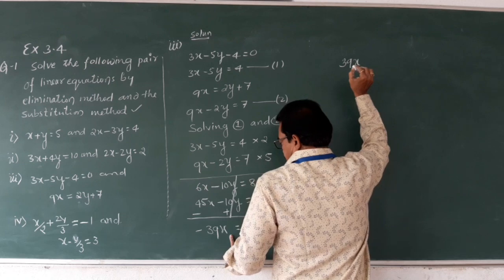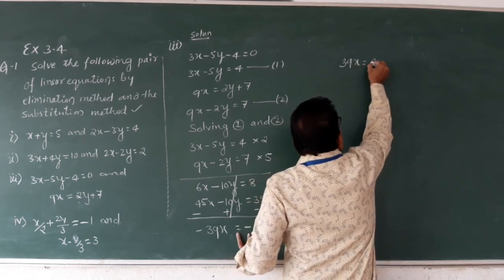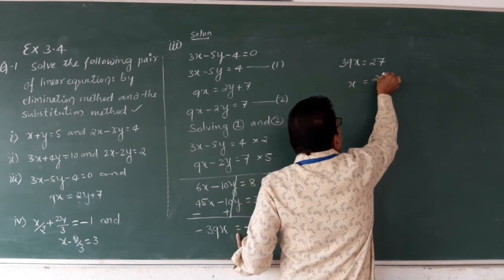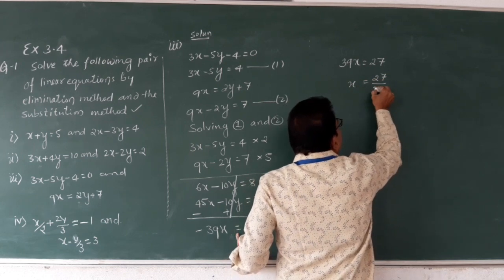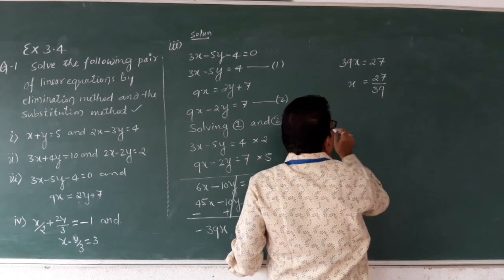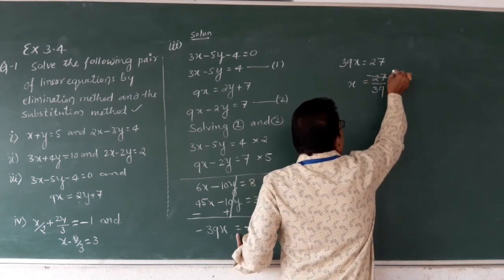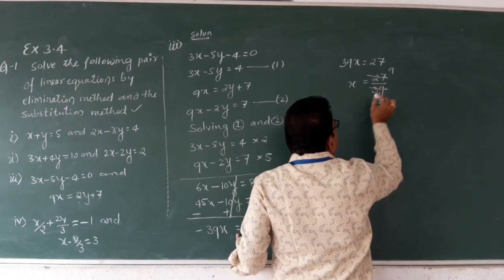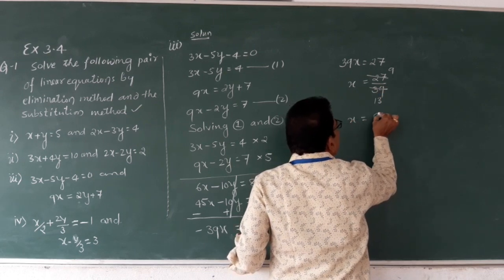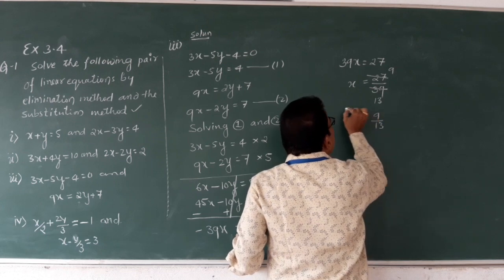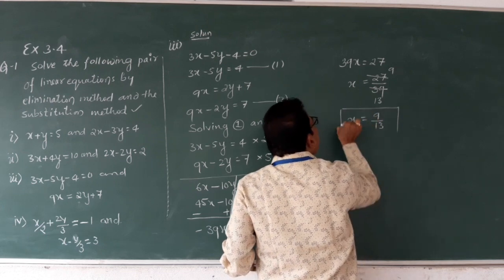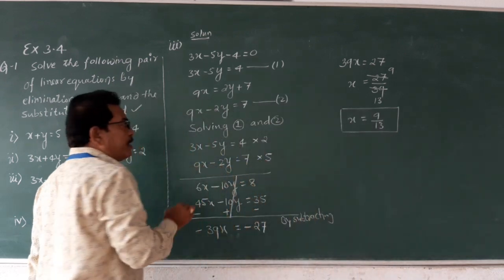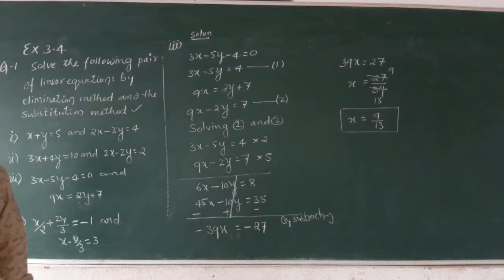39x equals 27. x equals 27 divided by 39. 3 9s are 27, 3 13s are 39. Therefore x equals 9 by 13. Observe the solution.